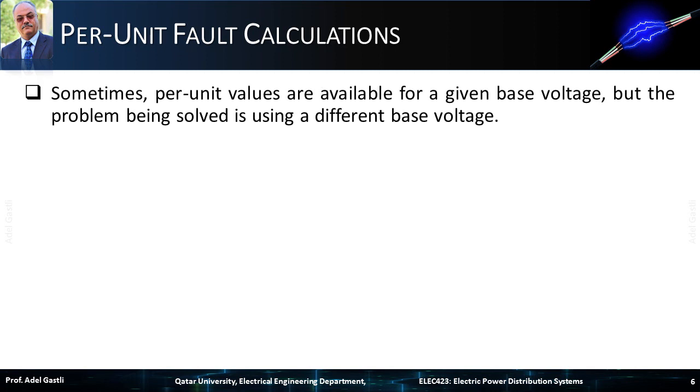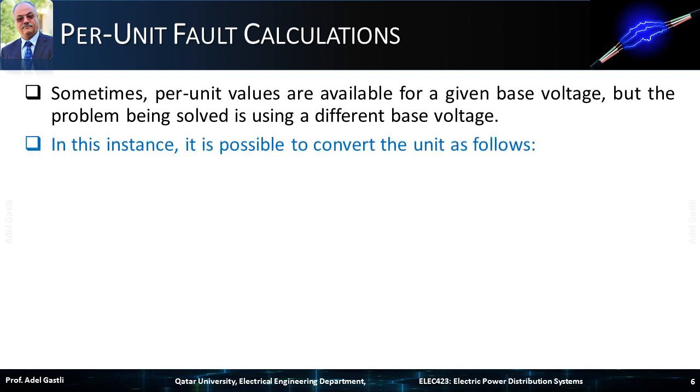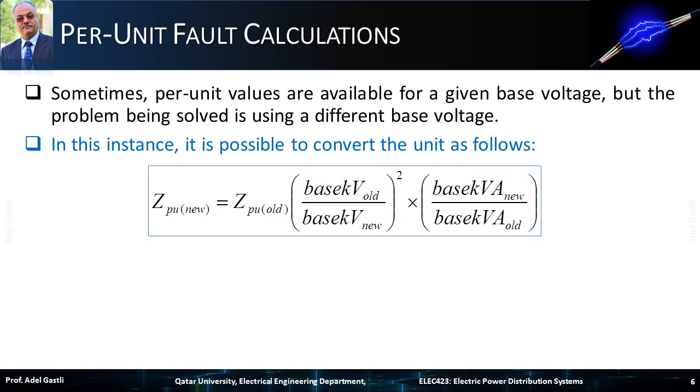Sometimes, per unit values are available for a given base voltage, but the problem being solved is using a different base voltage. In this instance, it is possible to convert the values as follows. If we denote the given values in the old base system by old, and the new values in the new base system by new, we can calculate the per unit impedance in the new base system using this equation.